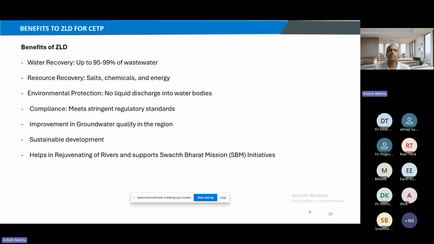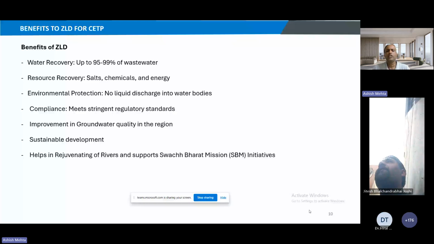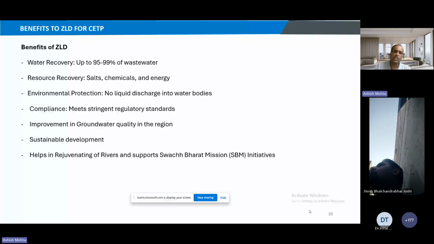The environment protection is that we are not discharging any wastewater to the water bodies. So it is helping in preservation of those water bodies, meeting the stringent regulatory standards for compliance, because we are not dependent on any surface water bodies or the groundwater, or we are extracting at a lower level. It helps in improving the groundwater quality, and ultimately for the industries which are heavily dependent on water, it ensures sustainable development. It helps the entire region in regenerating the rivers and supporting the Swachh Bharat mission initiatives.